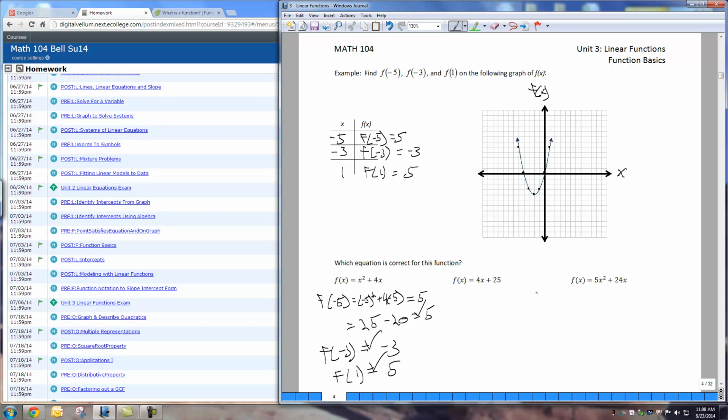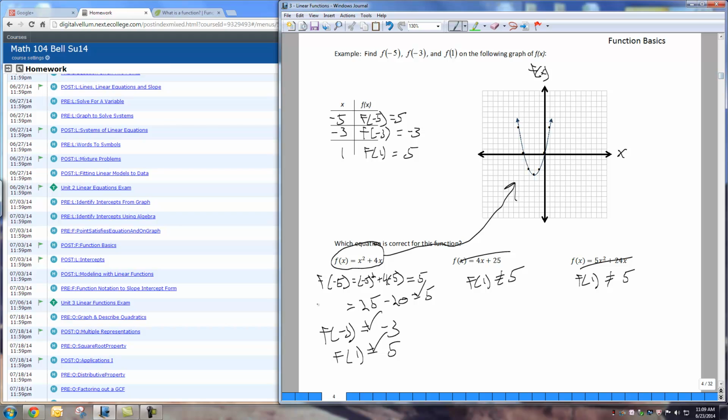Let's try the other ones just to make sure. Here, when x is 1, f of 1 does not equal 5, so it can't be that one. And here, f of 1 does not equal 5 either. It equals 29. So it can't be that one either. So this is the equation that is correct for this function.